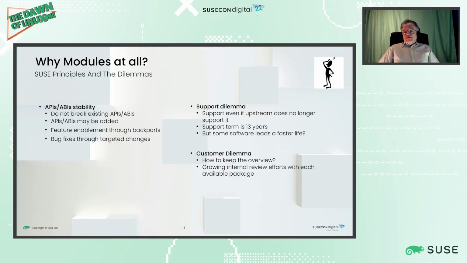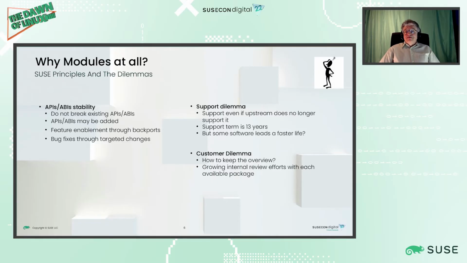But there are also two dilemmas. On the one side, for us, we have a long support term of 13 years that applies to each of the content pieces inside of our products. And not every upstream project has such a long life cycle, definitely not for a specific version. So there is software that leads a faster life, but our system is set up to have a long life.